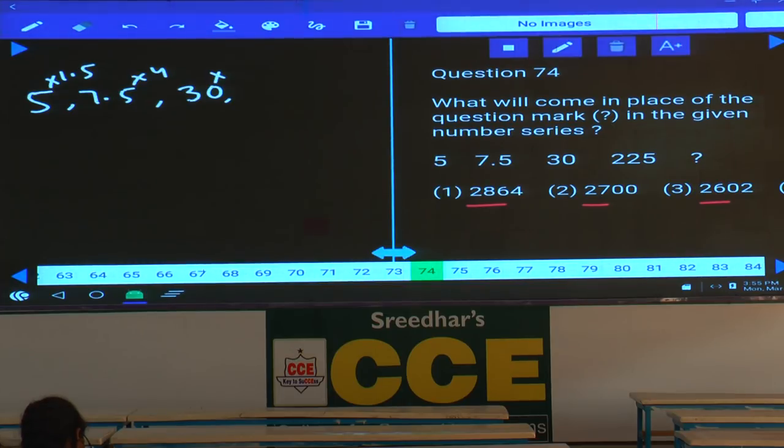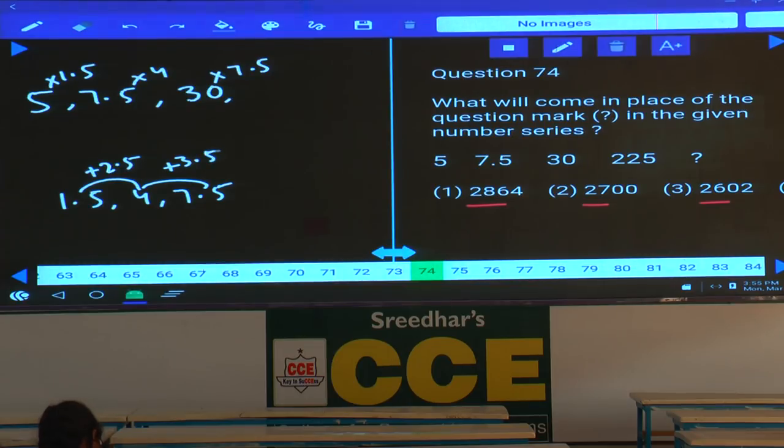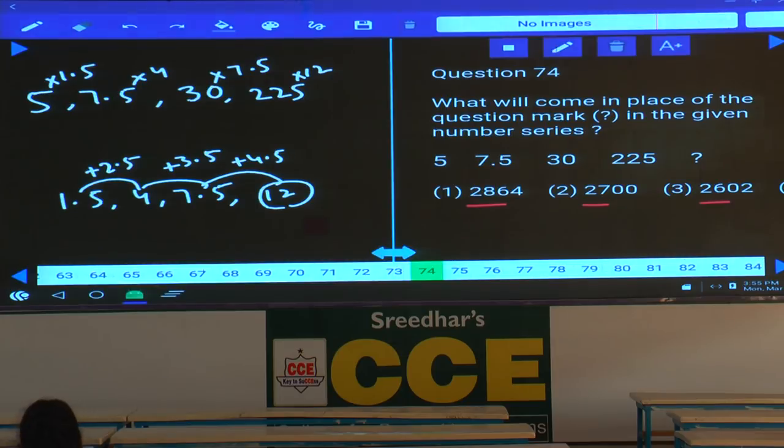Are you following or not? 1.5, 4, 7.5. Then what are the differences between these numbers? 1.5 and 4, how much is added? 2.5. And 4 and 7.5, how much is added? 3.5. Next one, how much should be added here? 4.5. 7.5 plus 4.5 is 12. The next number must be multiplied with how much? 225 into 12. Tell me, what is your answer here? 2250 plus 450, and that will be 2700. 2700, that is the choice.